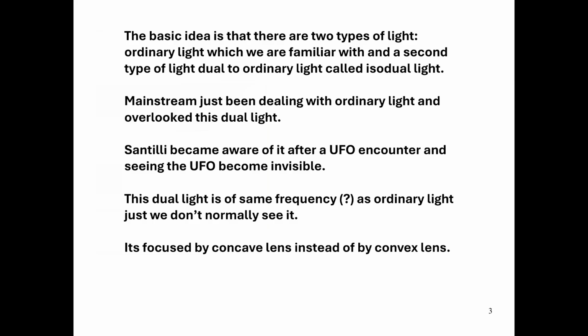The basic idea, which comes from Professor Santilli, is that there are two types of light. There's ordinary light, which we are familiar with, and a second type of light, which is dual to ordinary light, which he calls iso-dual light. I think you can get away with just saying dual light. You've got two types of light, and they're both the same frequencies. Our eyes are adapted to dealing with ordinary light, and we're not really used to dealing with the dual light. What you're getting from the concave lens can be dual light, and we're not used to dealing with that with our eyesight.